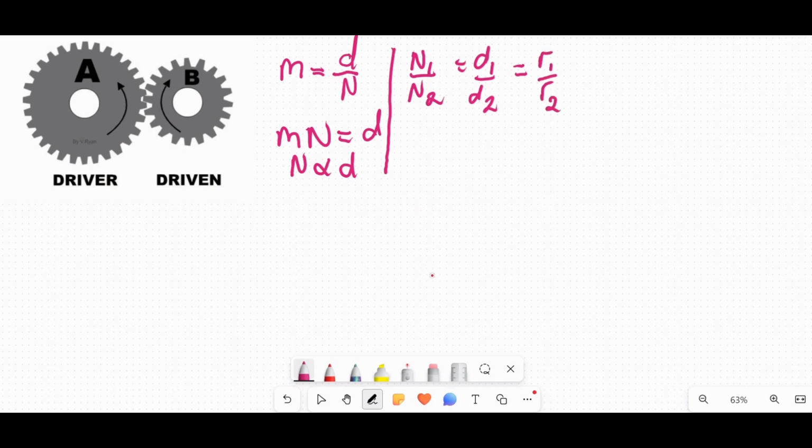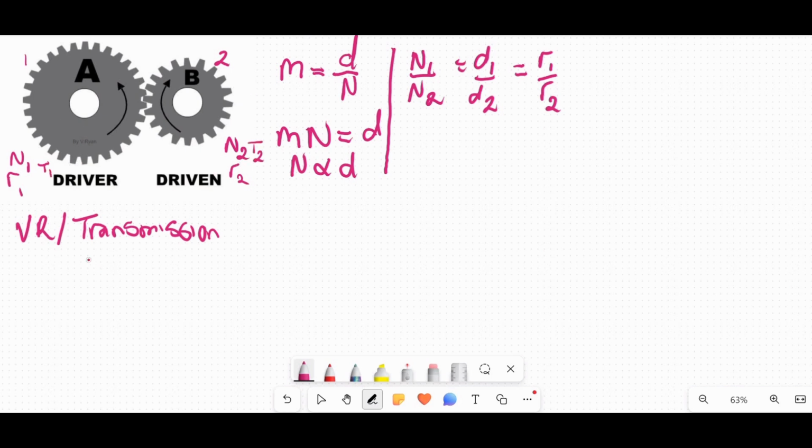Now that we've got that locked up in the bag, let's move on to our velocity ratio. Our velocity ratio is also known as the transmission ratio. We need to define it first. So gear A is the driver and gear B is the driven. Let's label them gear 1 and gear 2. Gear 1 has got N1 number of teeth, gear 2 has got N2 number of teeth. Gear 1 has got a radius R1 and gear 2 has got a radius R2. Gear 1 has got a torque T1 and gear 2 has got a torque T2.